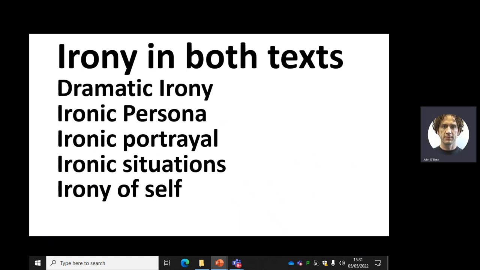We have the ironic persona. What does that mean, really? Chaucer is in the persona of a merchant. He takes on an ironic persona. So he's being ironic. He's not really a merchant, but he's adopting the persona of the merchant, and therefore he's adopting a misogynistic persona. It's not necessarily Chaucer's persona. He's adopting an ironic persona, and I think sometimes that gets mixed up.